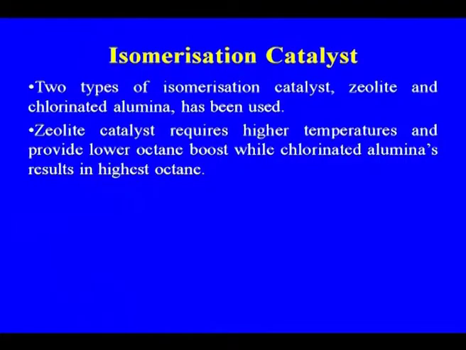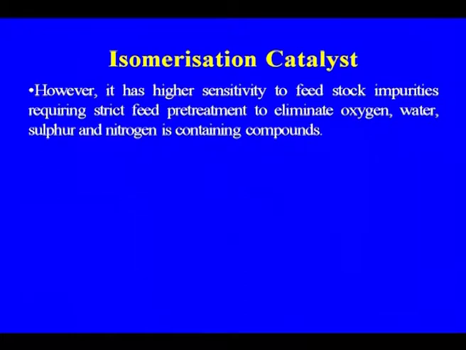Isomerization catalyst, as I told you, there has been continuous development in the isomerization process in the refinery. Two types of isomerization catalyst, zeolite and chlorinated alumina, have been used. The zeolite catalyst requires higher temperature and provides lower octane boost, while chlorinated alumina results in the highest octane. However, it has higher sensitivity to feedstock impurity, requiring strict feed pretreatment to eliminate oxygen, water, sulfur and nitrogen containing compounds.